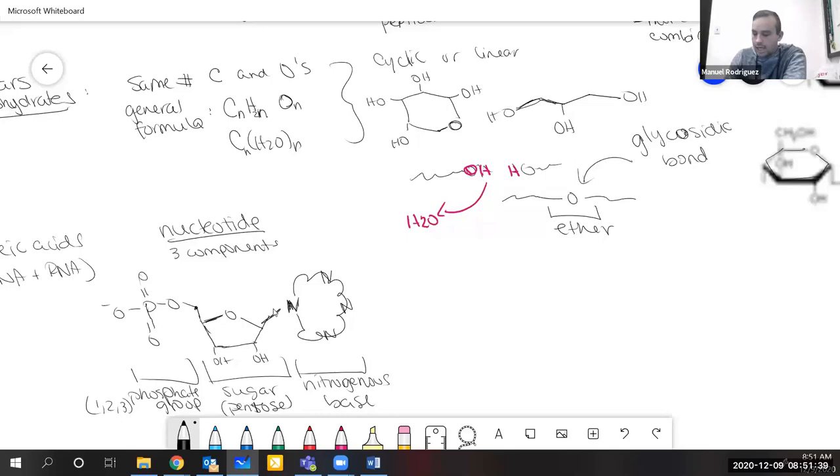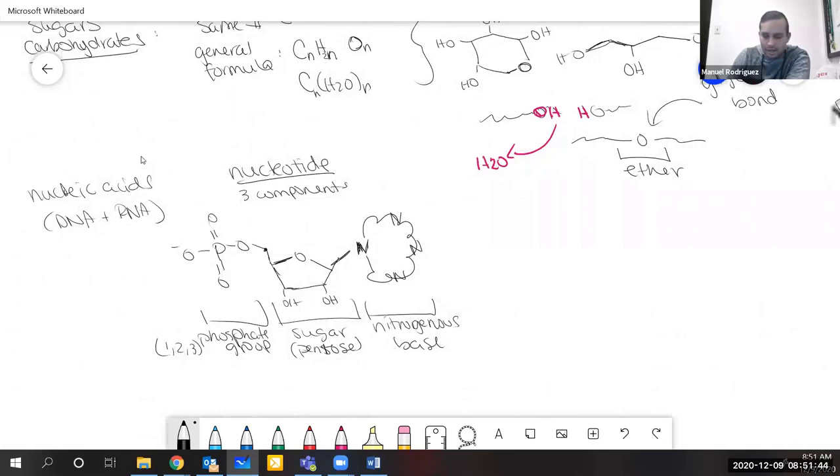So we said that there is a difference between the two different ones, DNA and RNA. RNA, R is ribose, and DNA is deoxyribose. Good? So the difference between the two is just one oxygen. That's basically the only difference between the two different molecules.